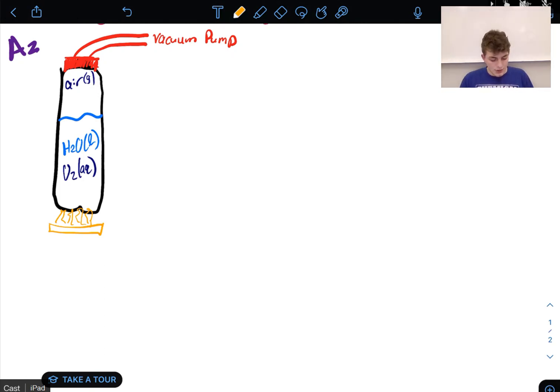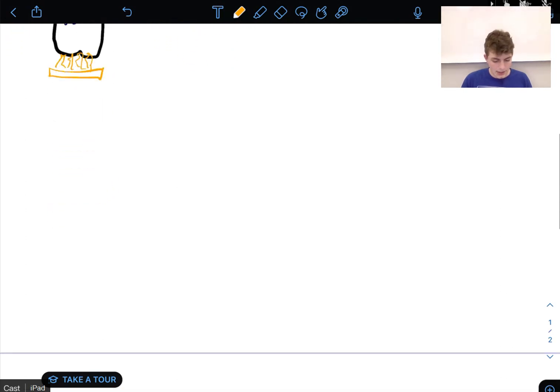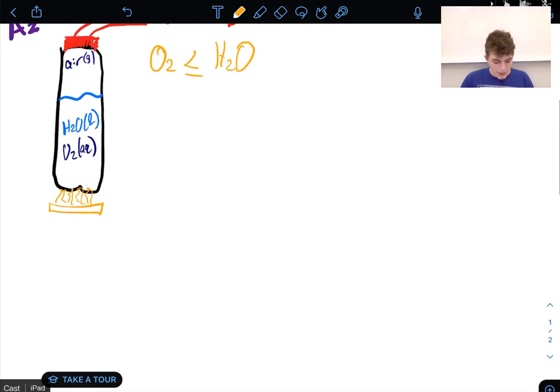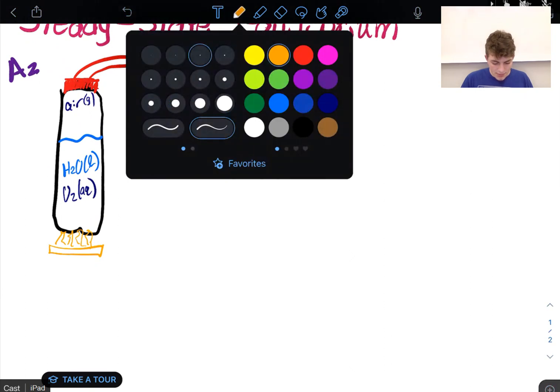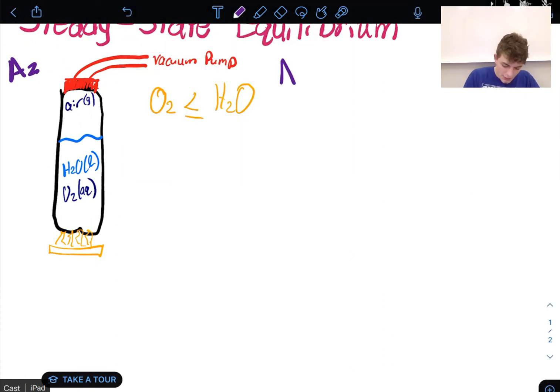What this is going to do is distill the water. The flame can't be too hot, otherwise we would boil all of our water out. However, we can boil this, and because oxygen has a much lower boiling point than water, oxygen is going to be removed by the vacuum pump, which is going to create a pressure gradient. Awesome. So now that we have this pure sample of water, I'll move on to A3.